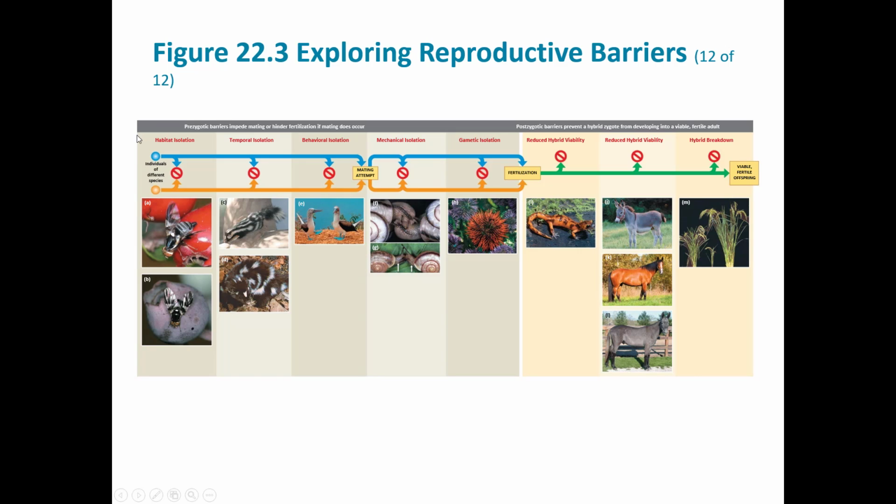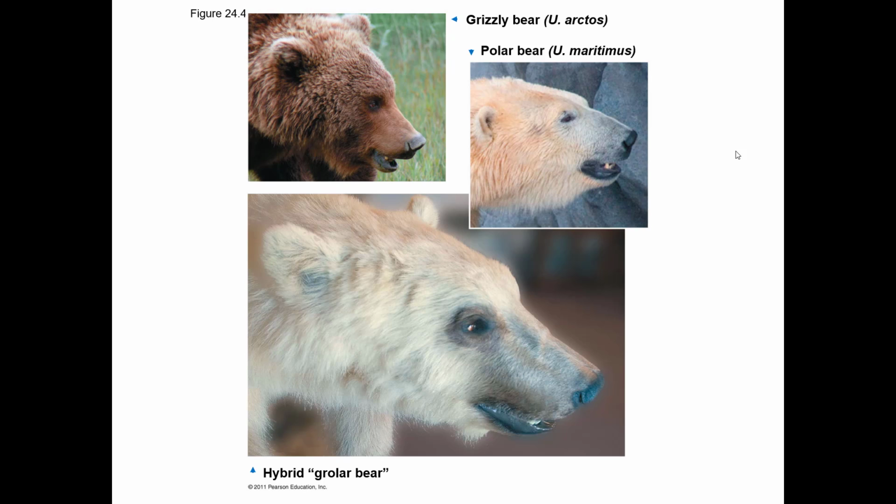So this shows you species 1 and 2. They try to breed, it doesn't work, it doesn't work. Here they do produce offspring, but once again the hybrids don't survive. The hybrids are sterile, or maybe some of them do survive and they're fertile, but their offspring die off. They don't last very long. So if you overcome all of that, then you can be considered the same species.